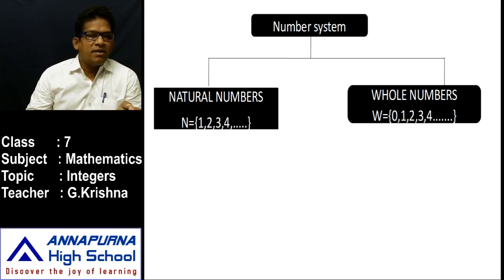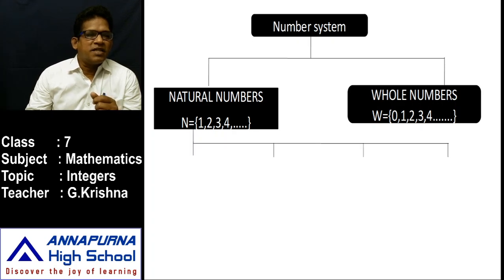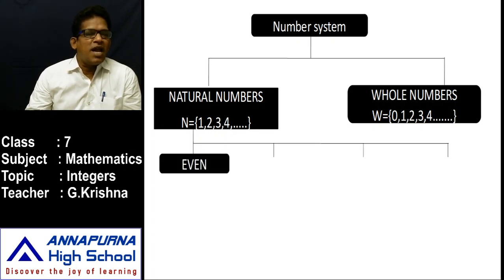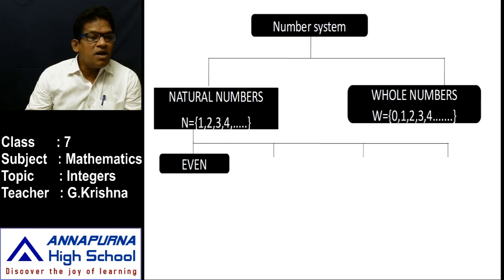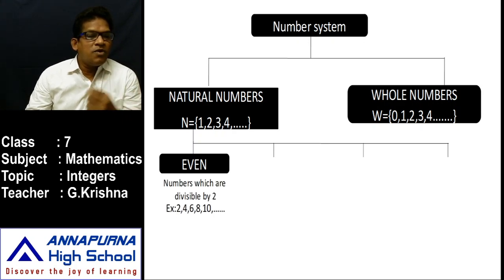Now again, if we come to the natural numbers, they are divided into 4 types. That means a short classification of natural numbers. The first one is even natural numbers. Even number means the number which is exactly divisible by 2. For example, 2, 4, 6, 8, 10, etc.